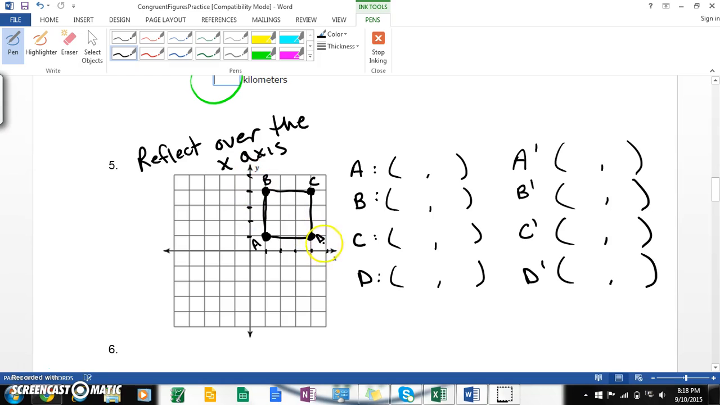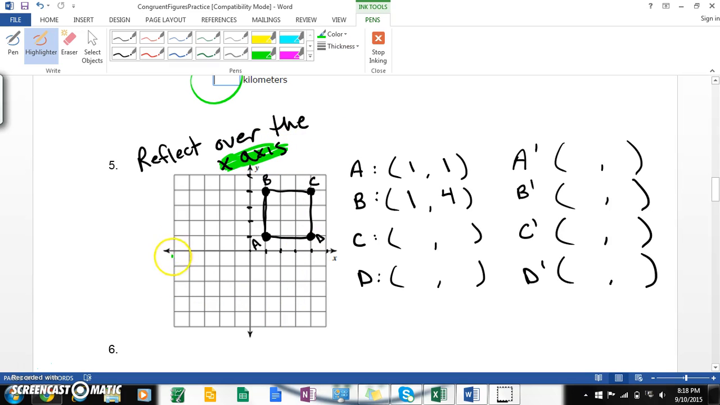For A, if this is 0, 0, we go over 1, up 1. So A is 1, 1. B, over 1, up 1, 2, 3, 4. So B is 1, 4. That's all I'm going to give you. I'm going to have you fill in C and D. Remember, if you need to, pause. Now, keep in mind the reflection is over the x-axis.